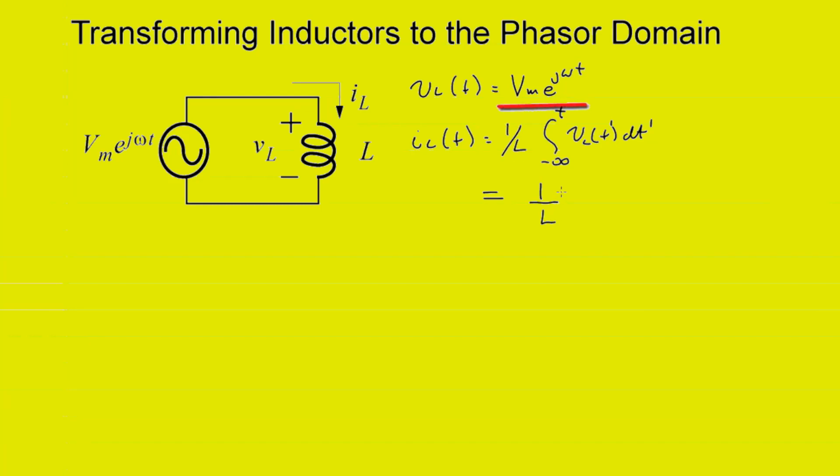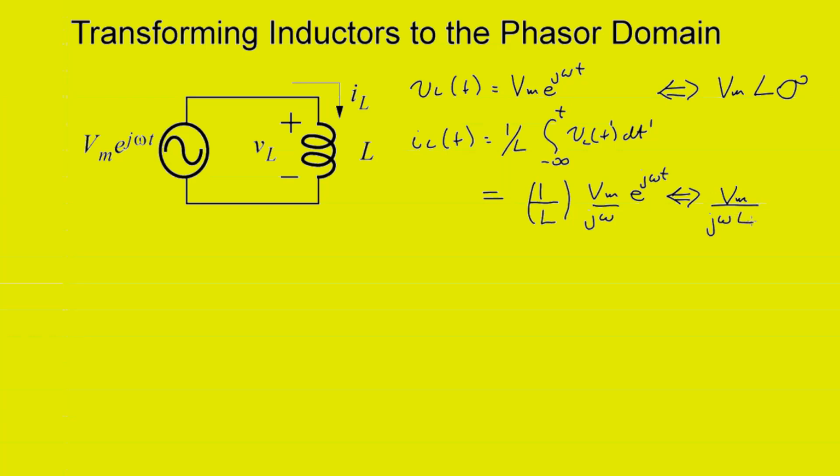If I take the integral of Vm e to the j omega t, I'll have Vm over j omega e to the j omega t. I can now take the phasor transform of the voltage, which will simply be the magnitude at angle 0. I can take the phasor transform of our current. I'm going to have our voltage magnitude, Vm, divided by j omega L, putting all the constants together.